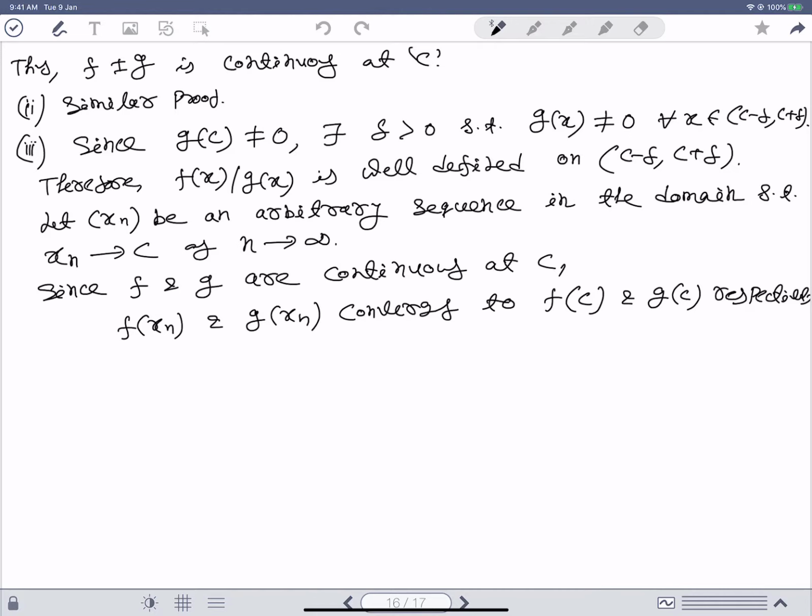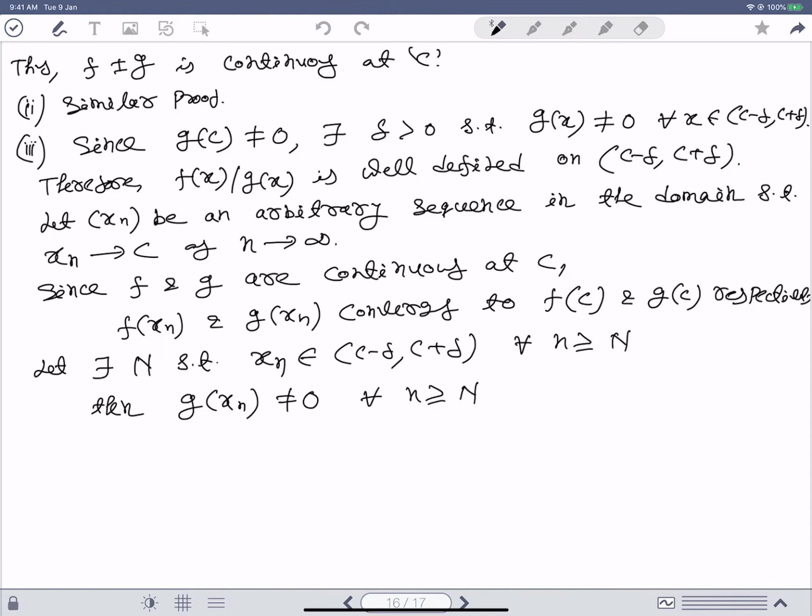Now also it is given that g of c is not equal to 0 and we proved that in that case g of x is not equal to 0 for all x belonging to c minus delta, c plus delta, right? Now since xn converges to c, there exists N such that xn belongs to the set c minus delta, c plus delta, for all n bigger or equal to N. That means g of xn is not equal to 0 for all n bigger or equal to N. Therefore f of xn and g of xn are well defined for all n bigger or equal to N, right?